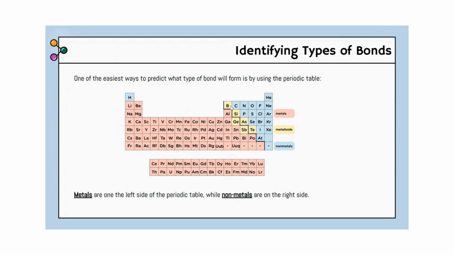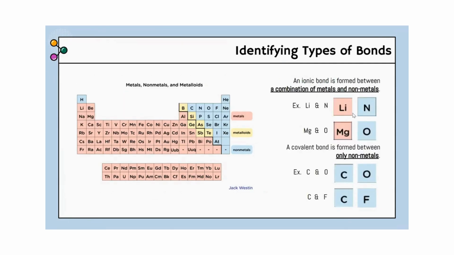And there are a few yellow metalloids here. Those are elements that don't really fit into either category. Our rule for identifying types of bonds using this kind of left-right idea is that an ionic bond is formed when we combine an atom from the left with an atom from the right. If we combine a metal on the left with a non-metal on the right, some examples would be lithium and nitrogen or magnesium and oxygen. Notice that these metals and non-metals together, they're going to be our ionic bonds.